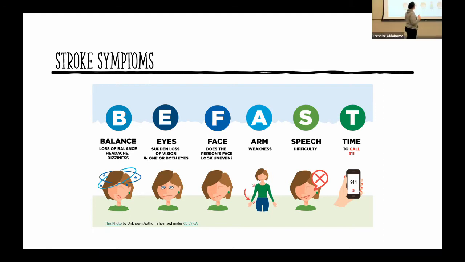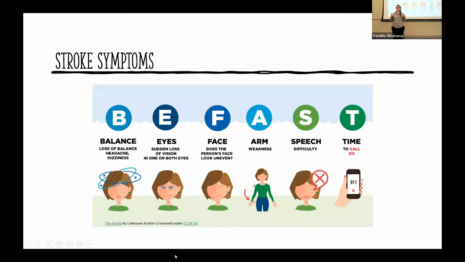Whenever you find someone with any of these symptoms, just please call 911. The faster we can get this person to a stroke center, the higher the chance they're gonna recover from it. Don't try to be a hero, don't try to give any medication, anything.